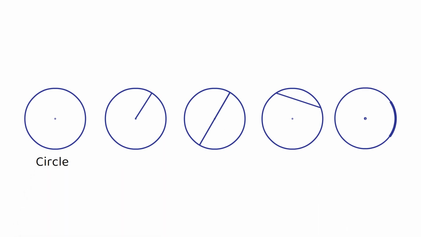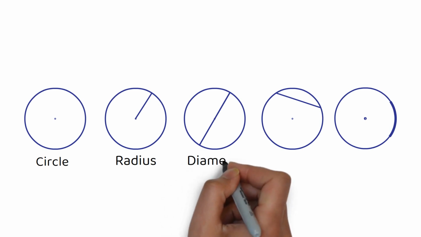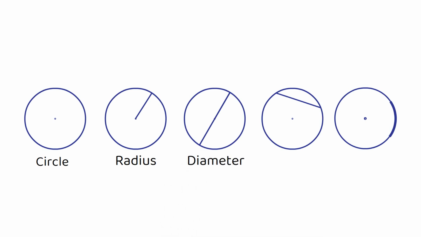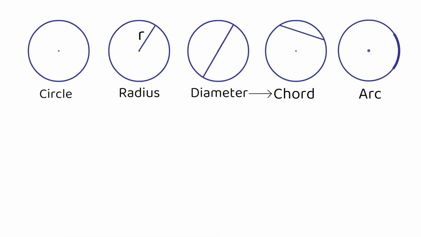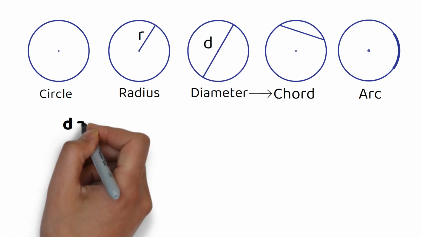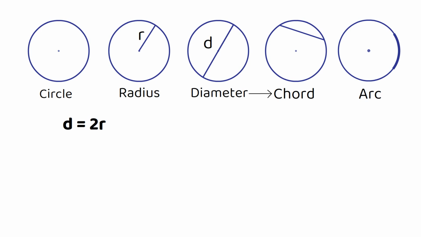A line segment from the center to any point on the circle was called a radius, while a line segment that connects two points on the circle and passes through the center is called a diameter. An arc is a piece of a circle, while a chord is a line segment that connects 2 points on the circle. So the diameter is really a special type of chord that passes through the center. It is clear that if the radius of a circle is r and d is its diameter, then d equals 2r. The diameter is twice the radius.